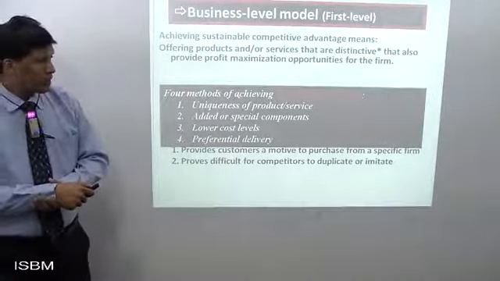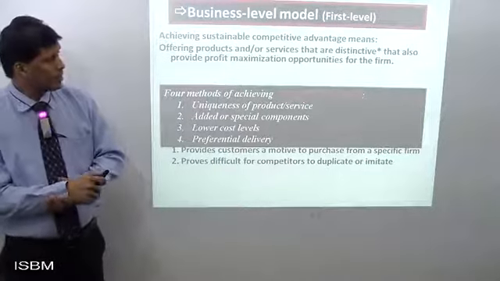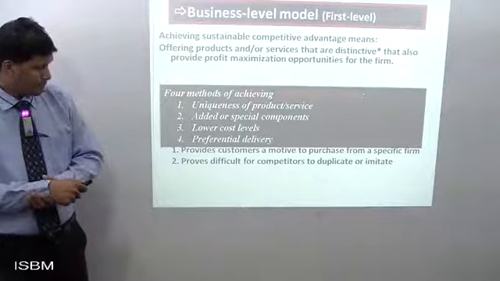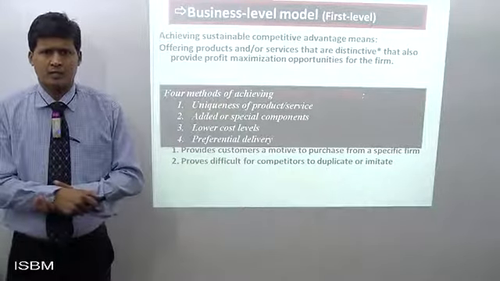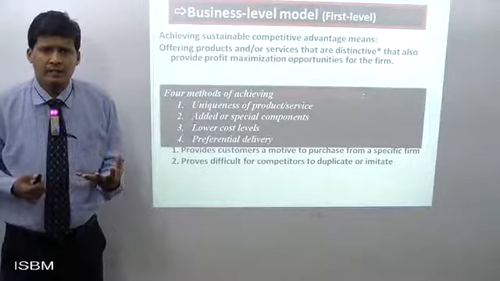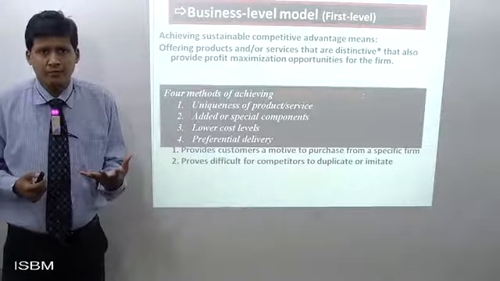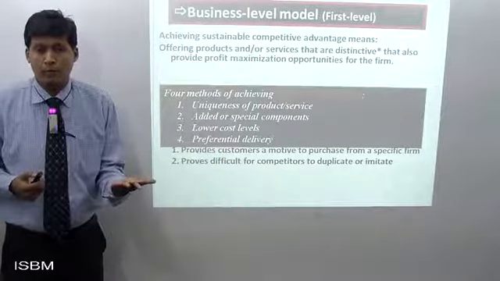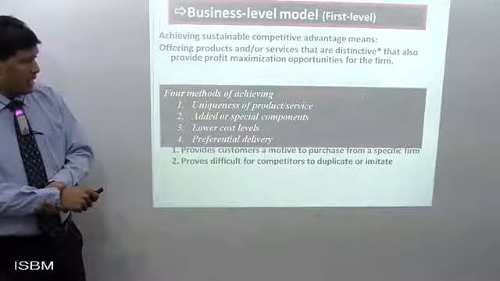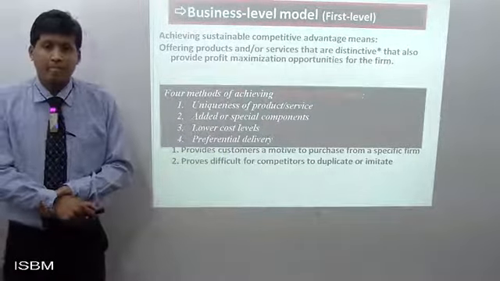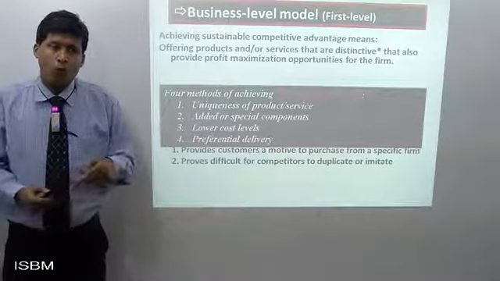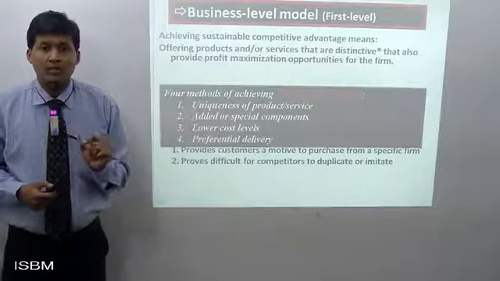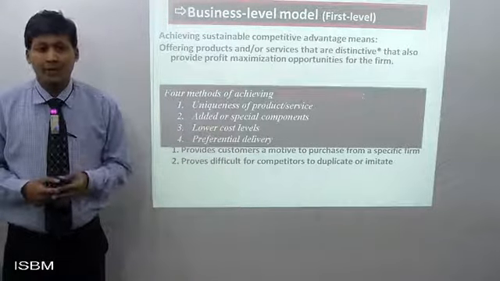So the methods of achieving the business level objective, or the first level objective, are: one, uniqueness of product and service. We know that if a product is unique, if it is special, if it is different, you will find that your product is being sold more, and so will be the profit. Two, added or special components. That means, what is the add-on that your product or service has which the other products don't have?